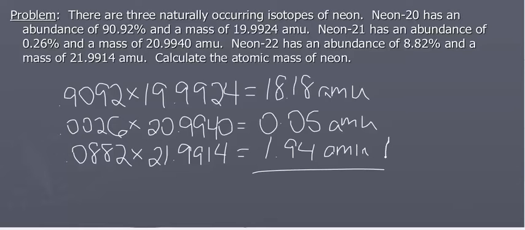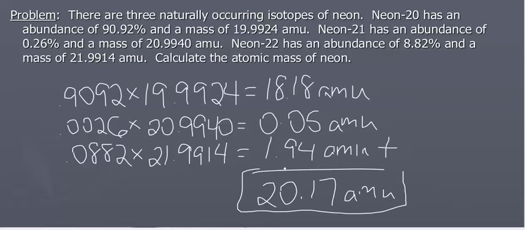Add them together. Now, the isotope that was in the biggest abundance was neon-20, so I would expect the atomic mass of neon to be closer to that of neon-20. When you add these together, you get an atomic mass, which is what you see on the periodic table, of 20.17 AMUs. So this is the weighted average of the naturally occurring isotopes, and that's what you will see on the periodic table.